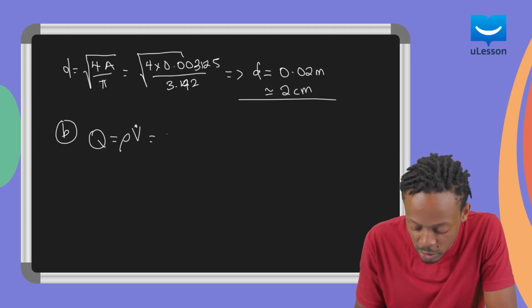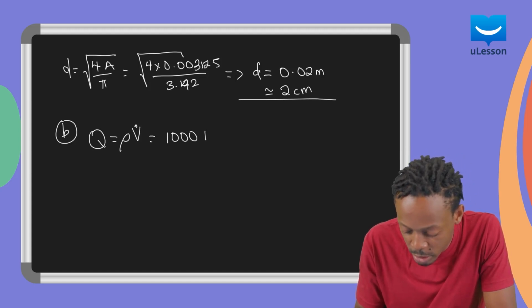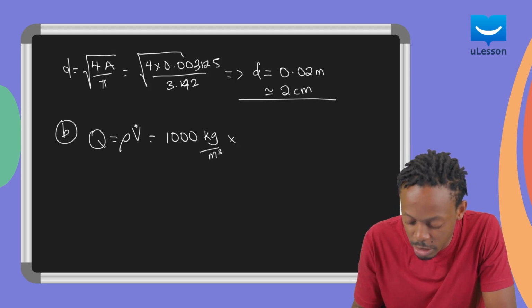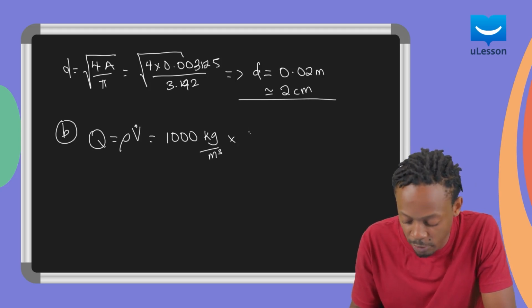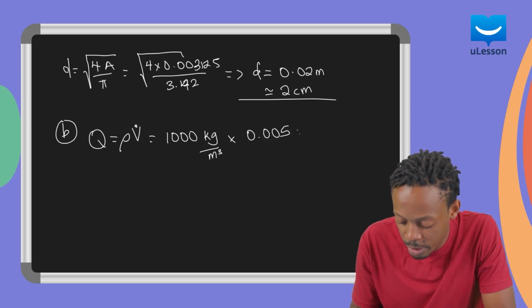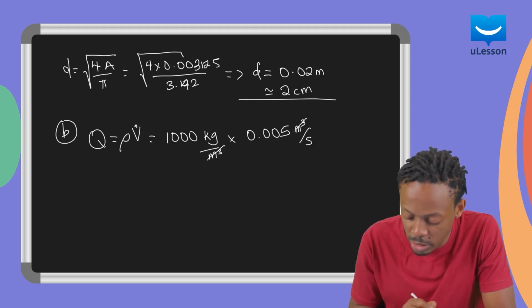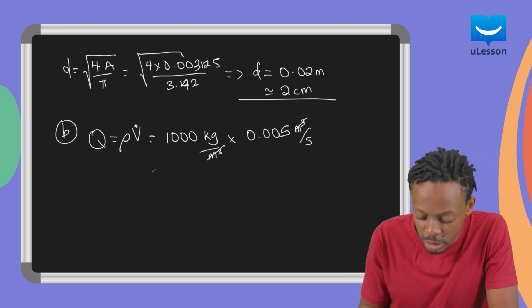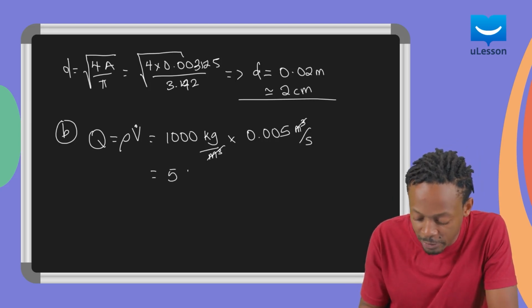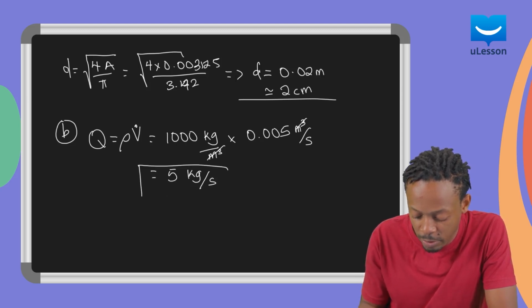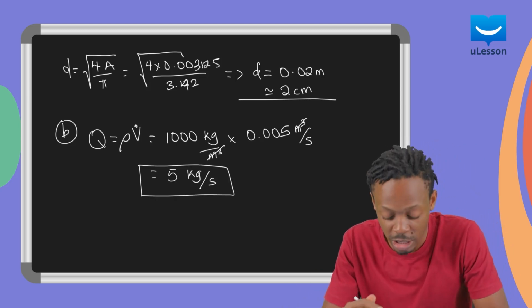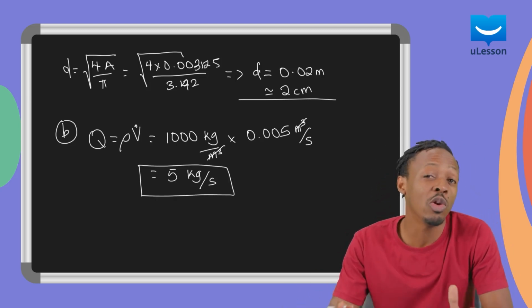So all we have to do is 1000 kilograms per cubic meter multiplied by our volume flow rate, which we said is 0.005 cubic meters per second. The cubic meters cancel, and that leaves us with 5 kilograms per second. So this is how much water the shower would release. It's a lot of water.